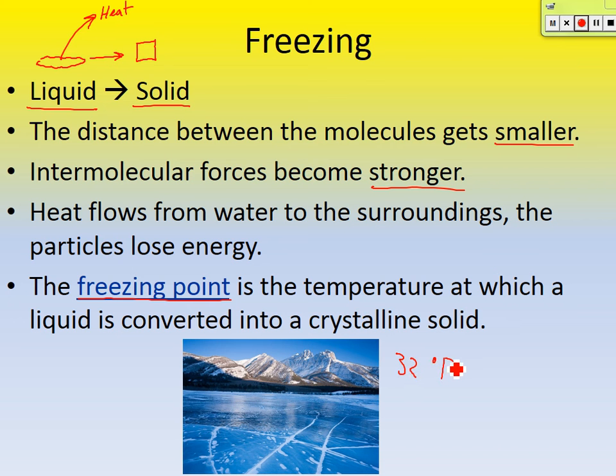32 degrees Fahrenheit or 0 degrees Celsius is when it will freeze. Okay. How can it freeze and melt at the same temperature? Well, that's why I said melting has to be above, greater than, and freezing will occur at 0 degrees Celsius or 32 degrees Fahrenheit. Good question.